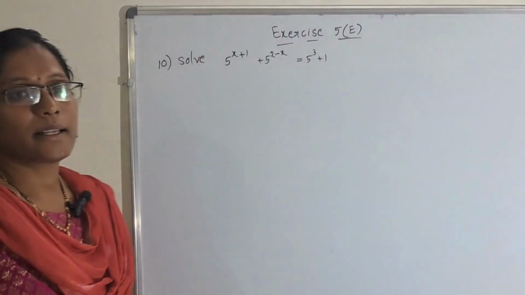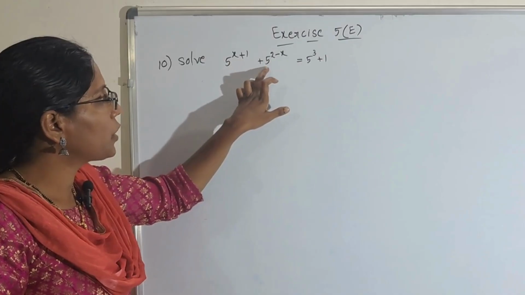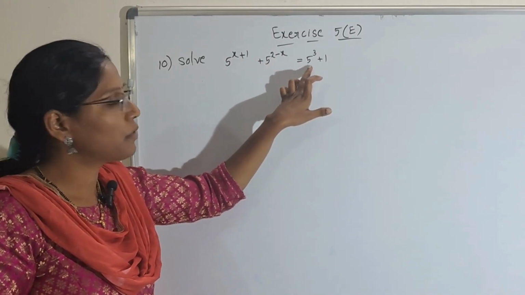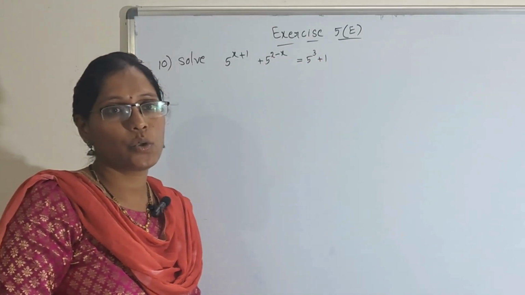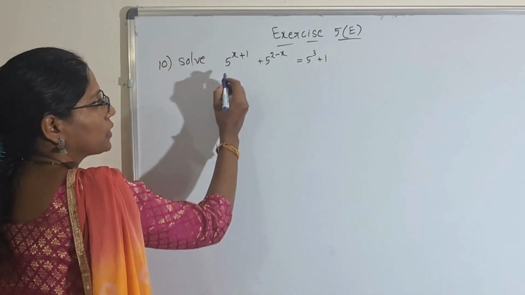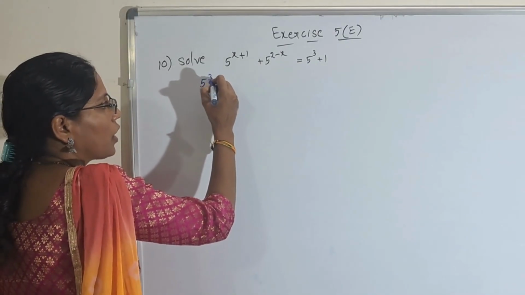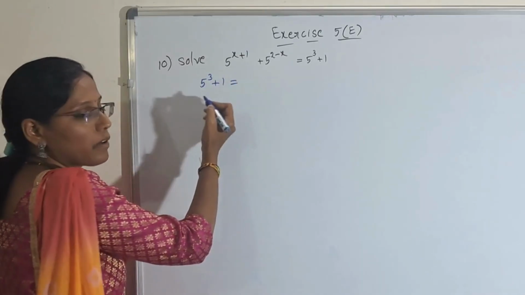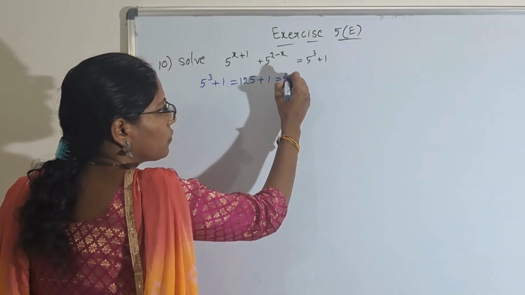These are the next 10th question. Solve 5 power x plus 1 plus 5 to the power of 2 minus x equal to 5 cube plus 1. The exponential forms they have given. We can use the exponential formulas. First we have to see here 5 cube plus 1. How to write? 5 cube, 5 into 5 into 5, 125 plus 1. So 126.